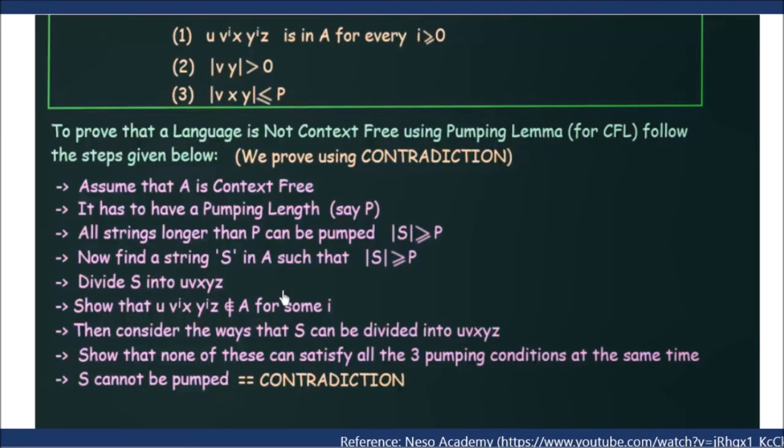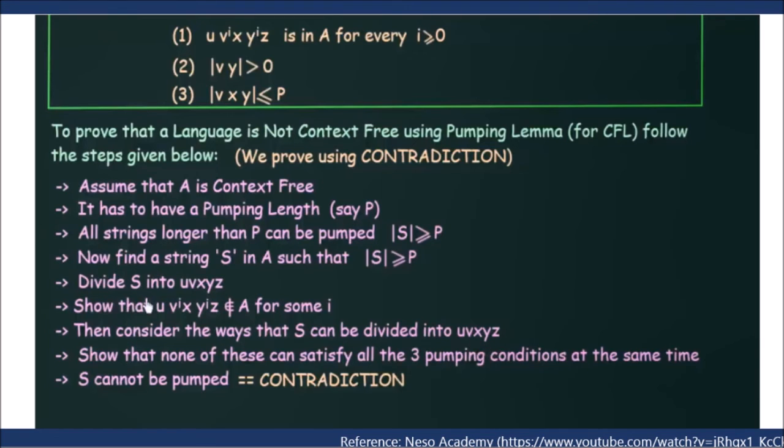We don't know what the language is right now, but when you have the example, you will know some rules that have to be followed for the language. So once you divide it in this way and raise it to these powers, you have to show that it does not belong to this language A. After that, consider the ways that S can be divided into U, V, X, Y, and Z.